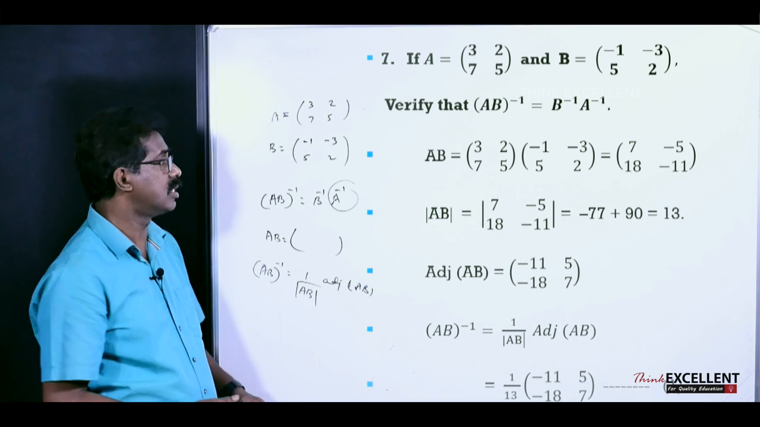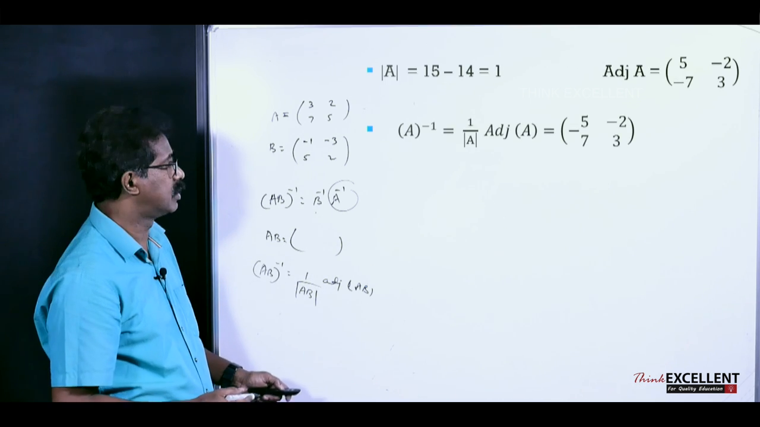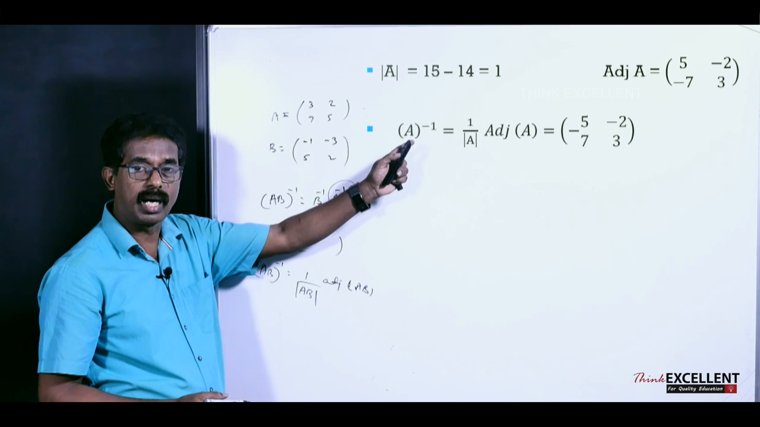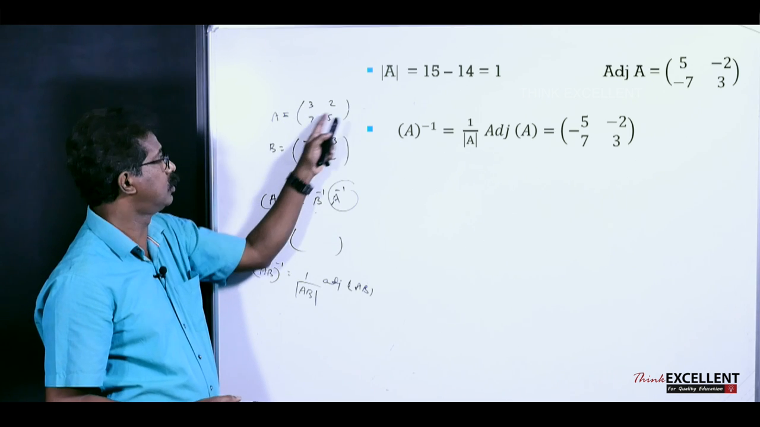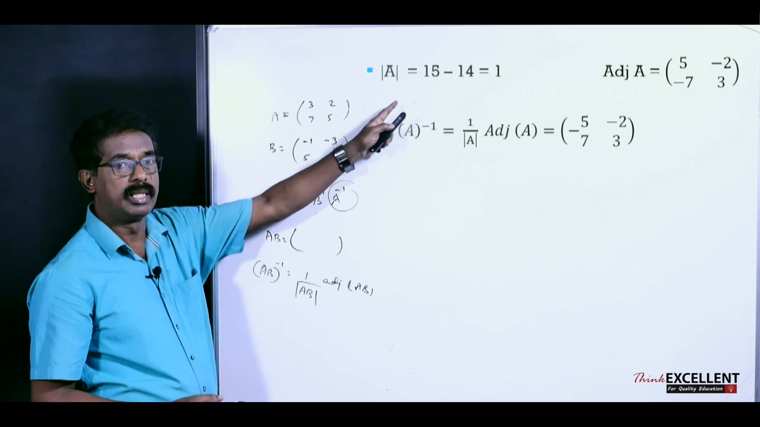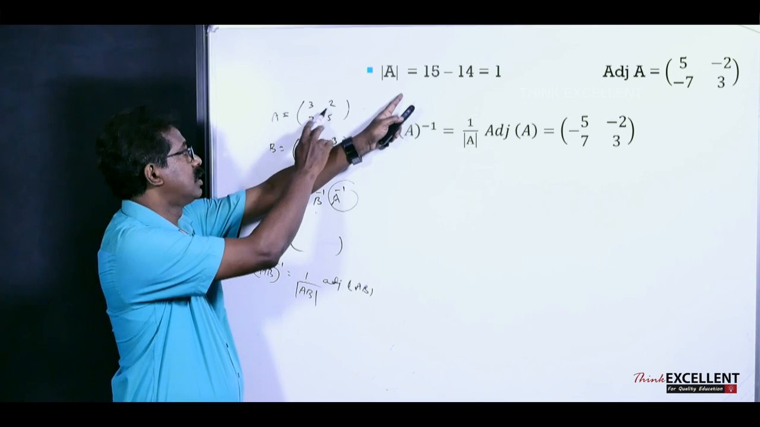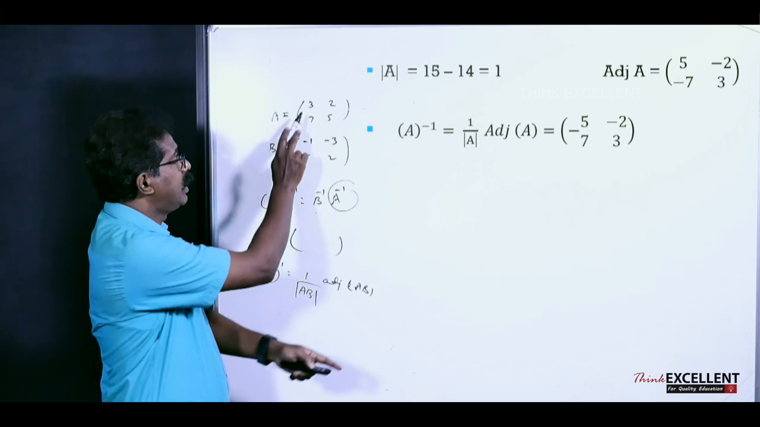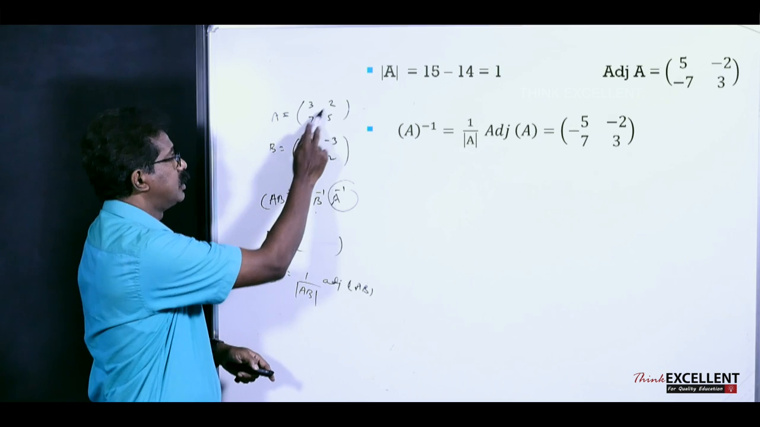Now for RHS, what do you want? B inverse into A inverse, right? So we want A inverse. Also we want B inverse. What is A? 3, 2, 7, 5. So I want determinant A. Determinant A means you multiply 5 threes are 15 minus 14, it is 1. Adjoint A: principal diagonal interchange, 3, 5 you write 5, 3, and here you change the sign.